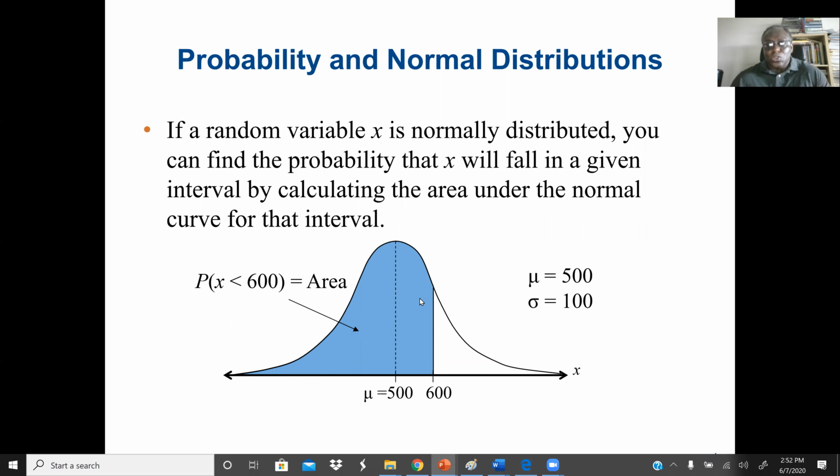So the first thing we're going to do is to find the z-score. Then when we get the z-score, we go to the standard normal table, or the z-score table, to find the probability. The probability will be the area under the curve here. So we have 600, and we go to the left because we are looking for the probability that X is less than 600. Now, if it's greater than 600, then from 600 to the right.